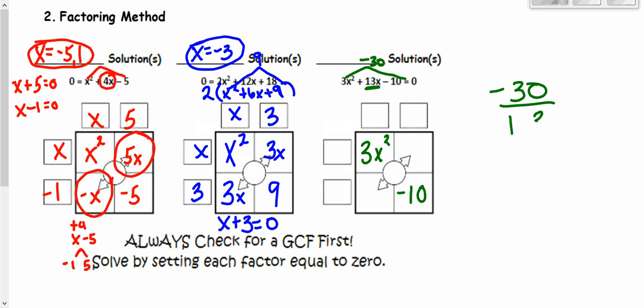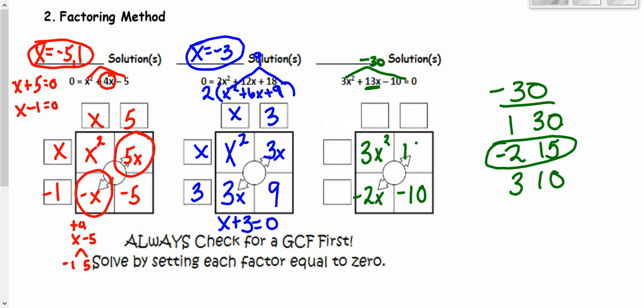Okay, so 1 and 30. 2 and 15. 3 and 10. Okay, I'm going to stop there and see if we have any winners. So 1 and 30 can't make 13. So let's move to the next. 2 and 15 can make 13. I could make this negative. And they also multiply to give me negative 30. So I have negative 2x and I have 15x.